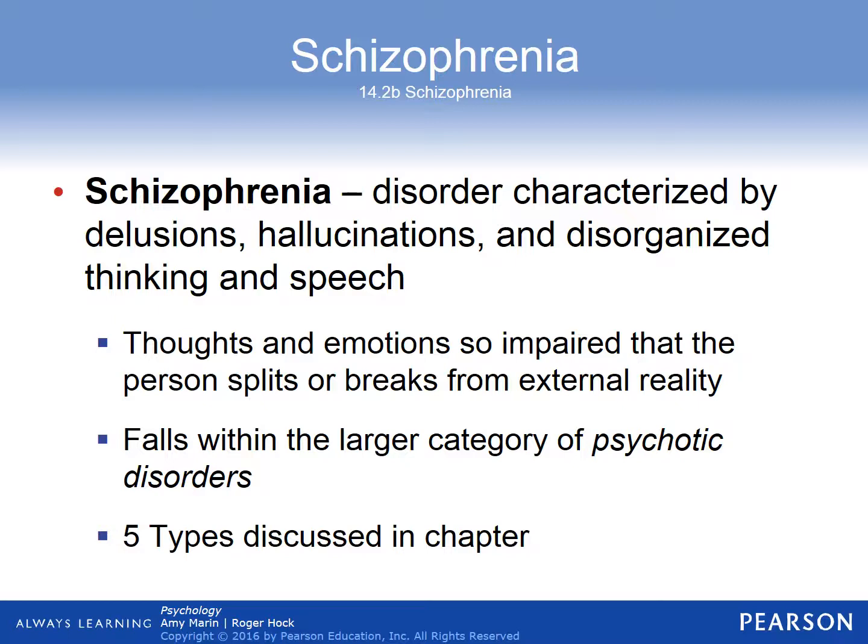It falls within the larger category of psychotic disorders, and there are several different psychotic disorders, but this is the big one. There are 5 types discussed in this chapter. We're not going to look at each one, but I just want to point out that, again, we tend to associate schizophrenia with extreme weirdness, kind of scariness, maybe dangerousness. There are many people with schizophrenia who are able to treat this disorder, who are able to hold jobs and have relationships, but often long-term that breaks down is the problem with schizophrenia.